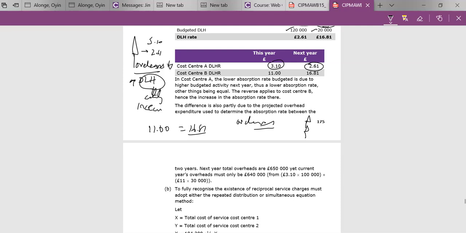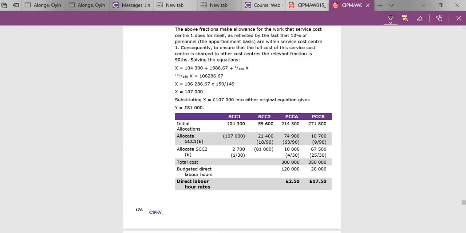The second method is taking into account the fact that sections work for each other, and that's referred to as reciprocal allocation. So exactly like before, we start off with this, and then we recognize that we're going to split this cost of one. Yes, initial allocation, 104,59,000.